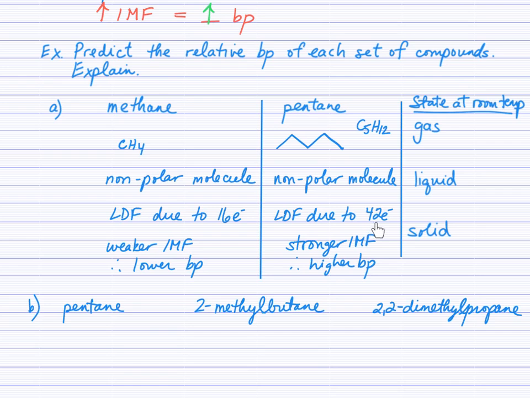You'll notice with pentane, the London dispersion forces are due to 42 electrons. And if you recall from the previous video, more electrons indicate stronger London forces. And so pentane experiences stronger IMF, which leads to a higher boiling point. Now, pentane is still a gas at room temperature, as is methane. So if you have natural gas, a gas furnace or gas stove in your home, it's methane that is the gas that's being burnt. But pentane is also a gas at room temperature, but it does have a higher boiling point.